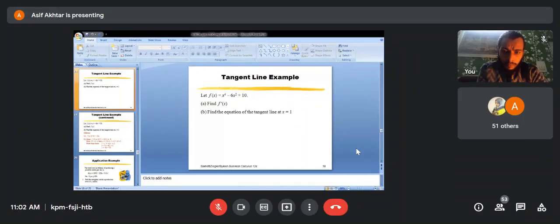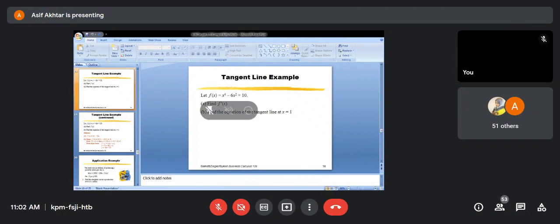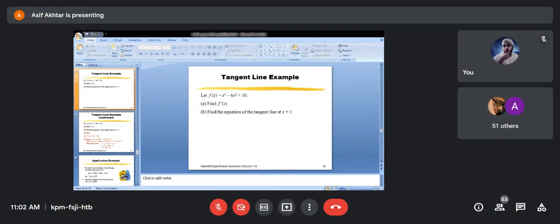Is it an exponential? Is it a constant? Or is it a combination of exponential and constant? It's a combination of exponential and constant. Yeah, so it is a fit case for rule number three, which I have discussed with you.